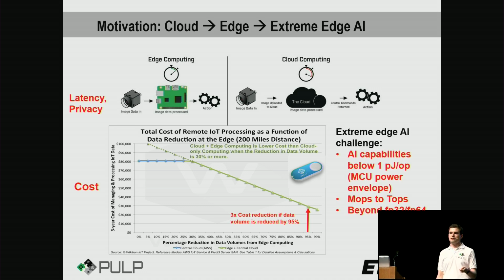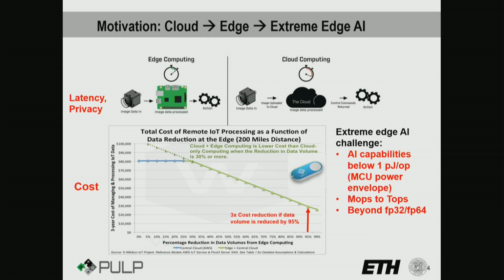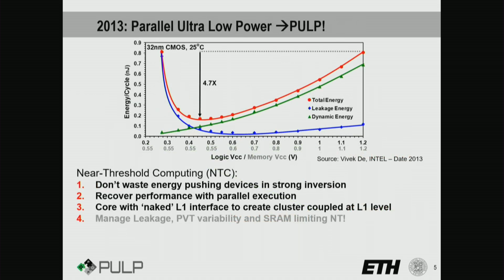So this is the key challenge in this extreme edge AI case, where we want to have AI capabilities below 1 picojoule per operation, which is the microcontroller power envelope usually. But still you need mega to teraops of operation capabilities because you want to crunch really big machine learning models and do sophisticated work. This forces you to go beyond the classic 32, 64-bit floating point formats. So our answer to this is the Parallel Ultra-Low Power platform, which originated, as I said, back in 2013.